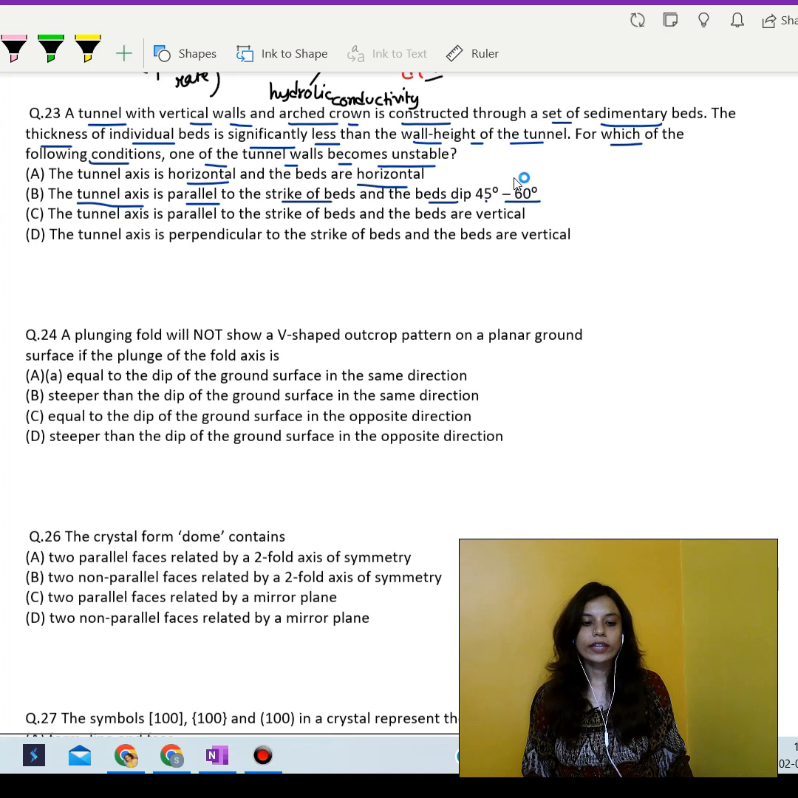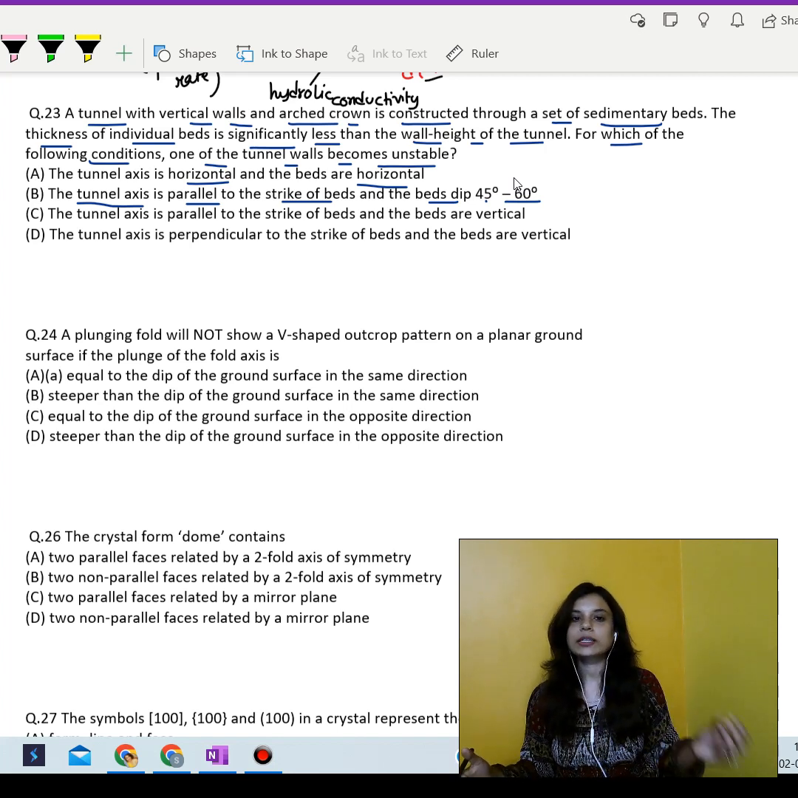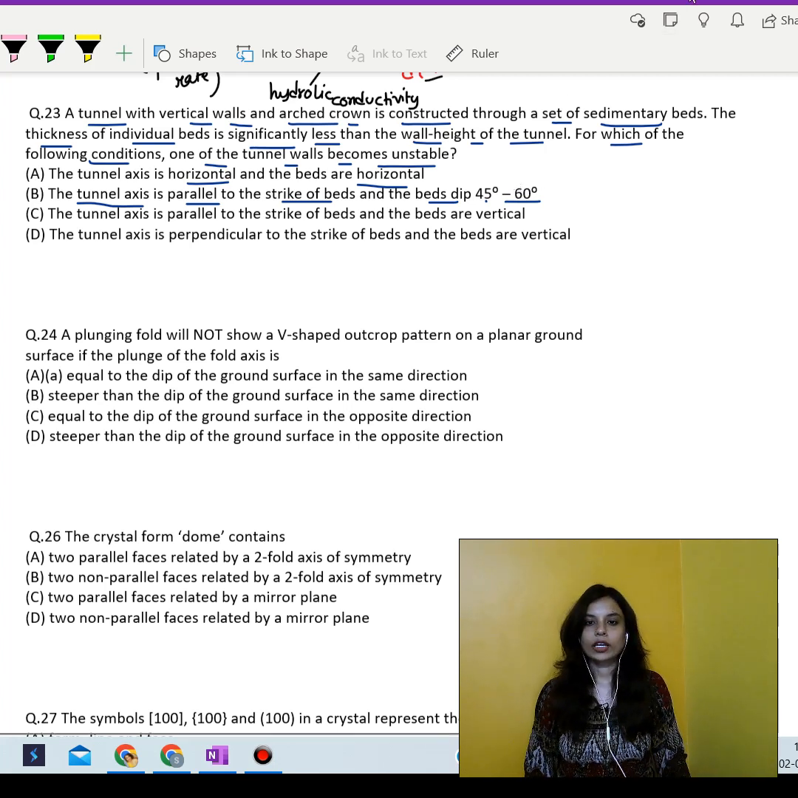See, when the tunnel axis is parallel to the strike of the beds and the beds dip steeply, like between 45 degrees to 60 degrees, the tunnel is excavated across the bedding planes. Okay. In such a situation, there is a higher likelihood of instability because the tunnel walls are exposed to potential sliding along the bedding planes due to the force of gravity acting perpendicular to the dip of the beds. Okay, and this can lead to the collapse of one of the tunnel walls. Hence, we can say option B will go, of course.